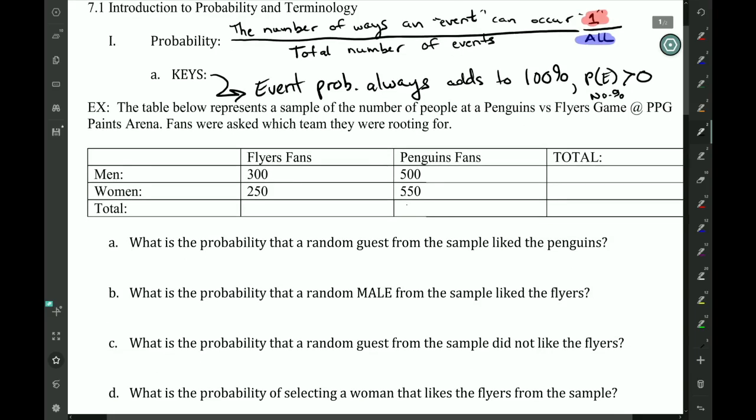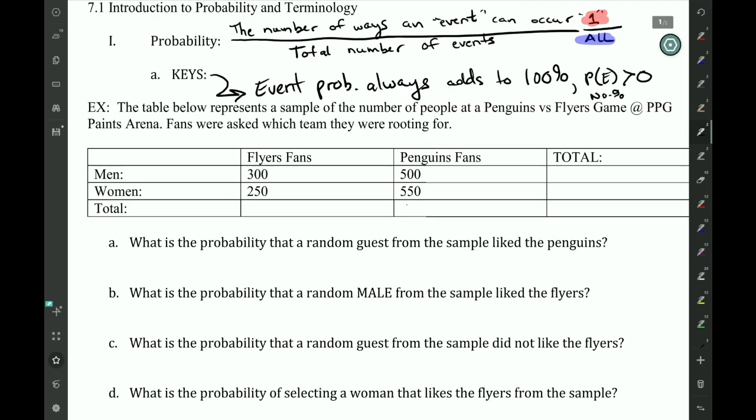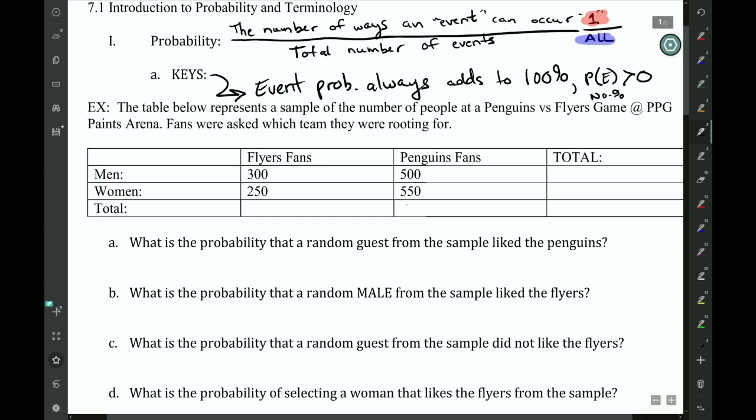The table below represents the sample numbers at a Penguins game versus a Flyers game at PPG Paints Arena. Fans were asked which team they were rooting for. So hypothetically speaking, let's say there's a sample of men and women here, amongst whom are Flyers fans and Penguins fans. They had to pick either one. And one idea to do first is always tally up the total. Totaling everything is pretty much the first thing you're going to want to do.